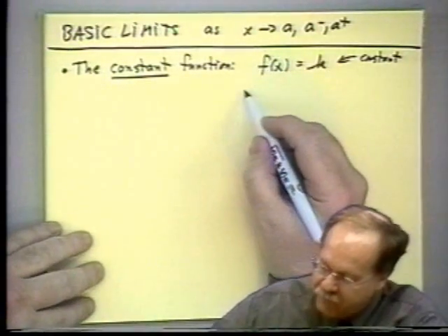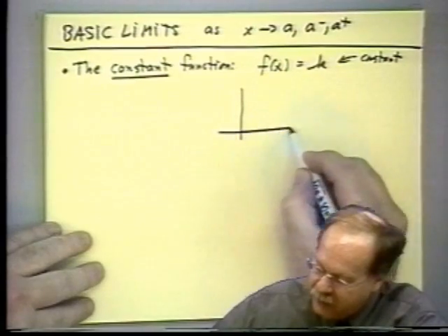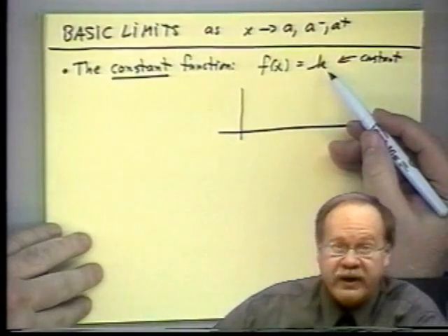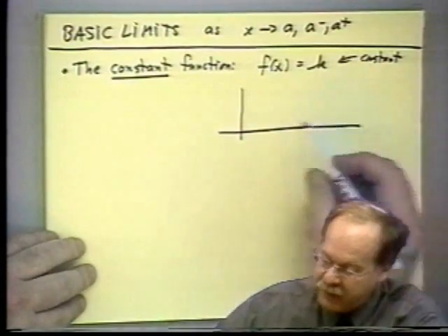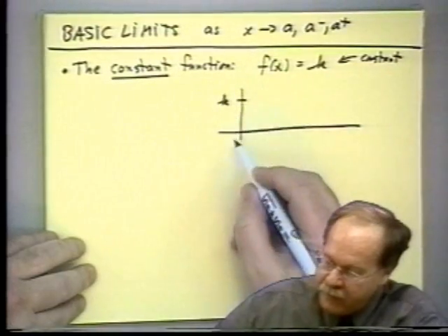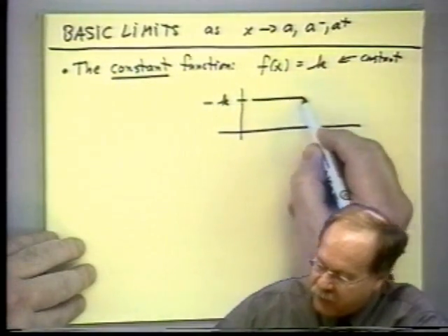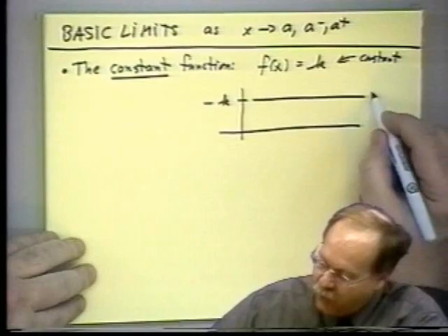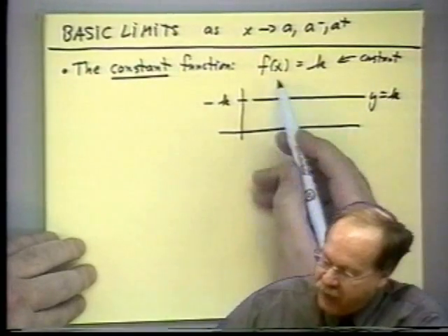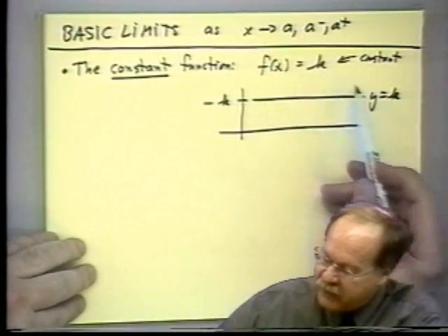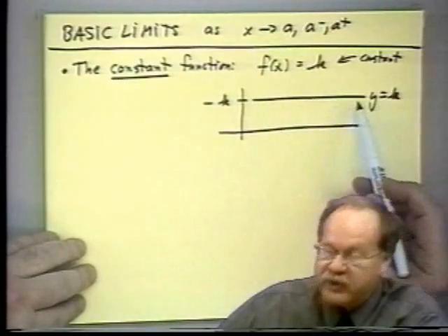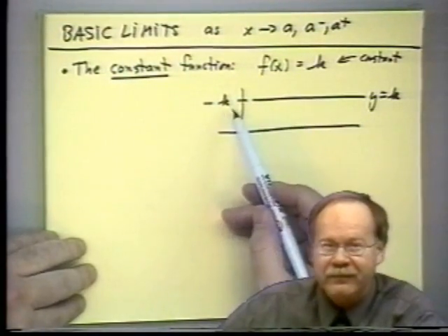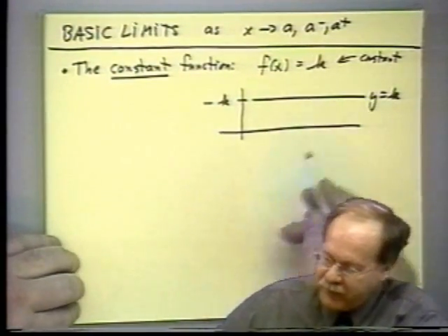If we look at its graph, for example, and if I suppose for the sake of my drawing that k is a positive number, let's just mark k up here, then what's the graph of this function? It's simply a horizontal line, y equals k. F of x, of course, is y, so f of x equals k is y equals k. It's just a horizontal line at the height k. Not a very interesting function.